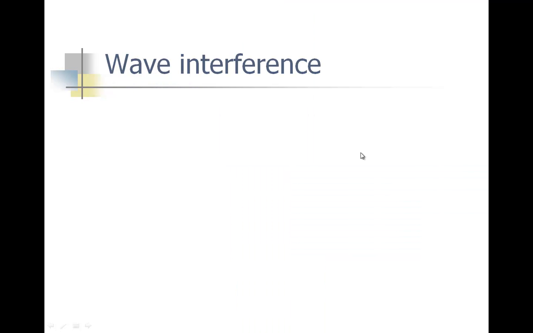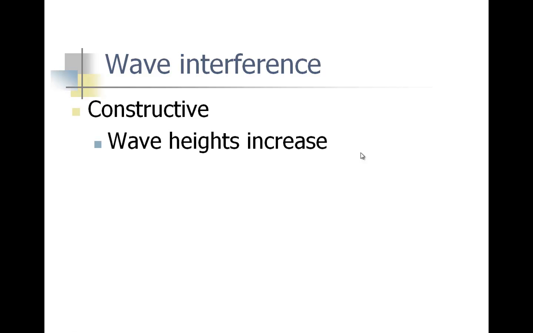We have wave interference. Waves actually interact with each other. We have what's called constructive interference, and this actually makes waves higher, with higher crests and lower troughs. The wave height is higher. It is additive, so if you've got a 2-foot wave running into a 6-foot wave, when that 2-foot crest hits that 6-foot crest, you're going to have an 8-foot crest.